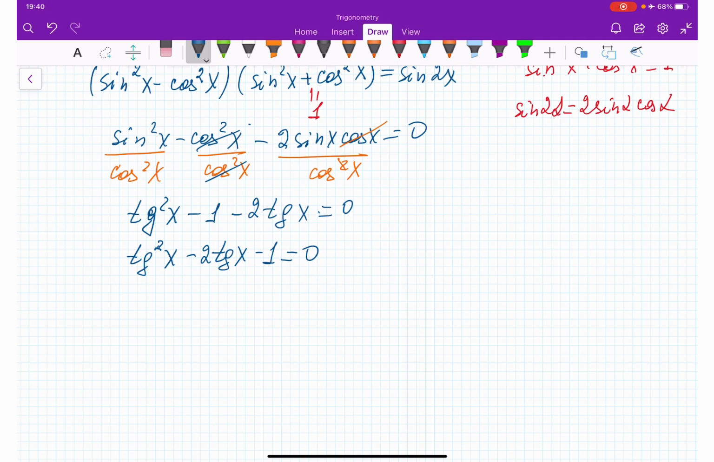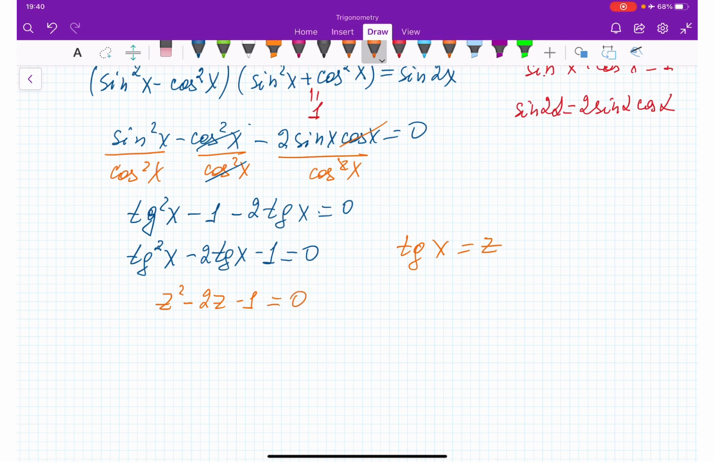So I'm going to replace tangent x. I can't replace it with x because I am already using x, so let's replace it with z. Since I'm going to solve by substitution, I'm going to use a different color so you can see. It's going to be z squared minus 2z minus 1 is equal to 0.